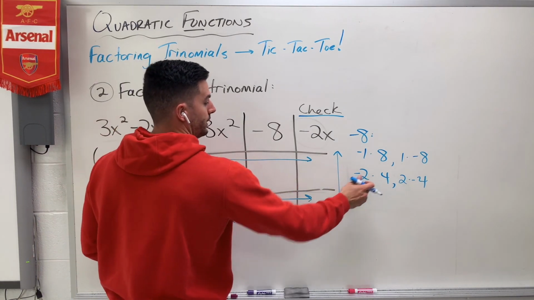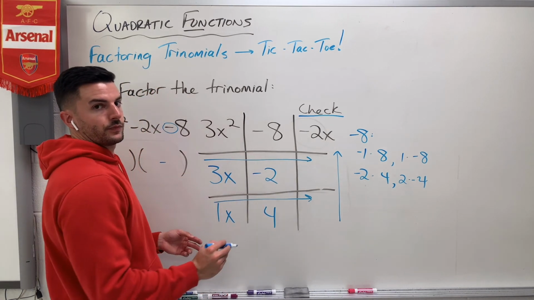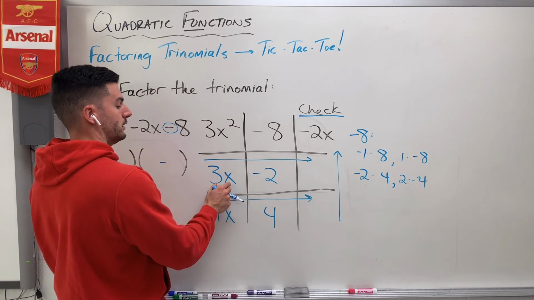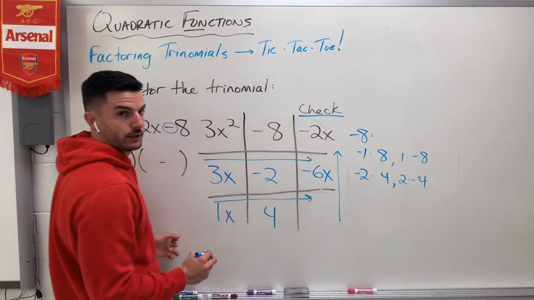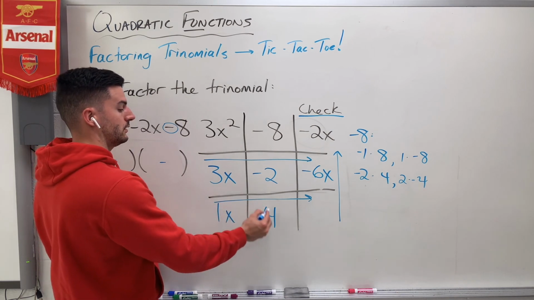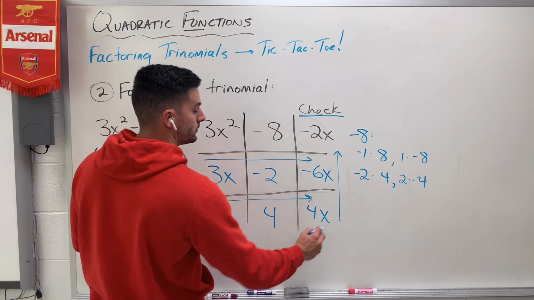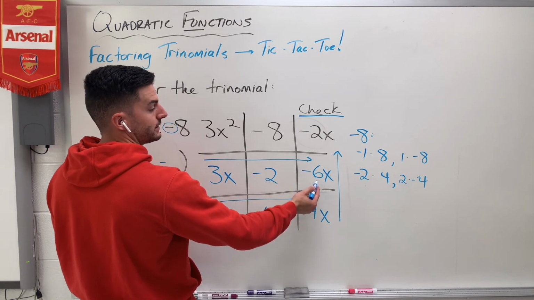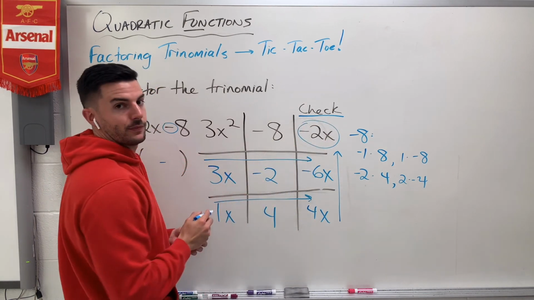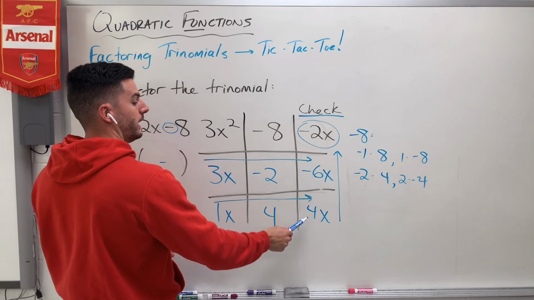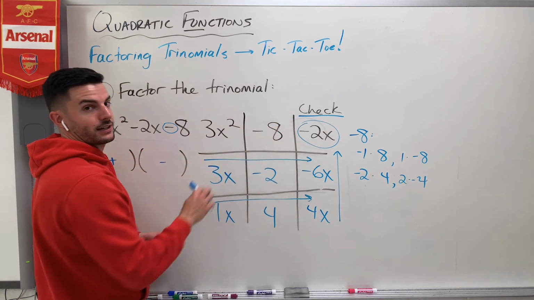And let's go -2 and +4. Okay, so let's multiply these. 3x times -2 would be -6x. And then 1x times +4 would give me +4x. And now look, 4x plus -6x. 4 plus -6. There we go. Boom. I found it right there. 4x plus -6x is -2x. So here we go, I found it. My check checked out, right?